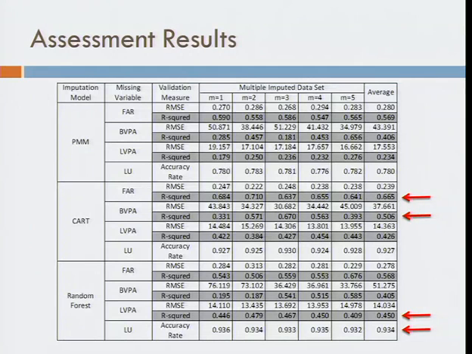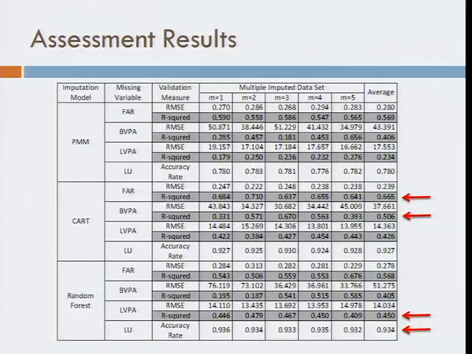So this table shows the assessment results. The first column is the type of imputation model. The second column is the missing variable, including FAR, building value per parcel area, land value per parcel area, and land use type. The third column is the validation measure. We use RMSE and R-square value for continuous variables. We use accuracy rate for the categorical variable. And from the 4th to 9th columns, you can see each of the multiple imputed data sets. And the last column shows the average value of the validation measures.